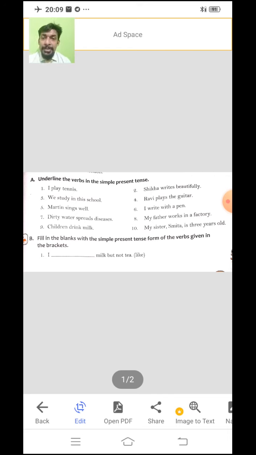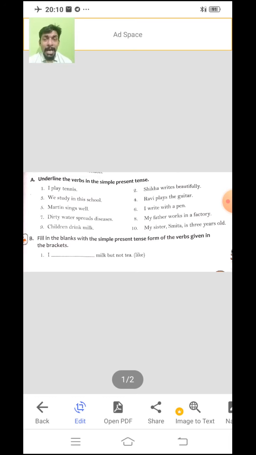Number 9, children drink milk. Drink is a verb, but why only drink? Why not drinks? It's only because with plural subject they, we use the simple form of the main verb. In question number 10, my sister Smita is 3 years old. Of course, the verb is. But why is? Because with singular subject, we use is in the simple present tense.